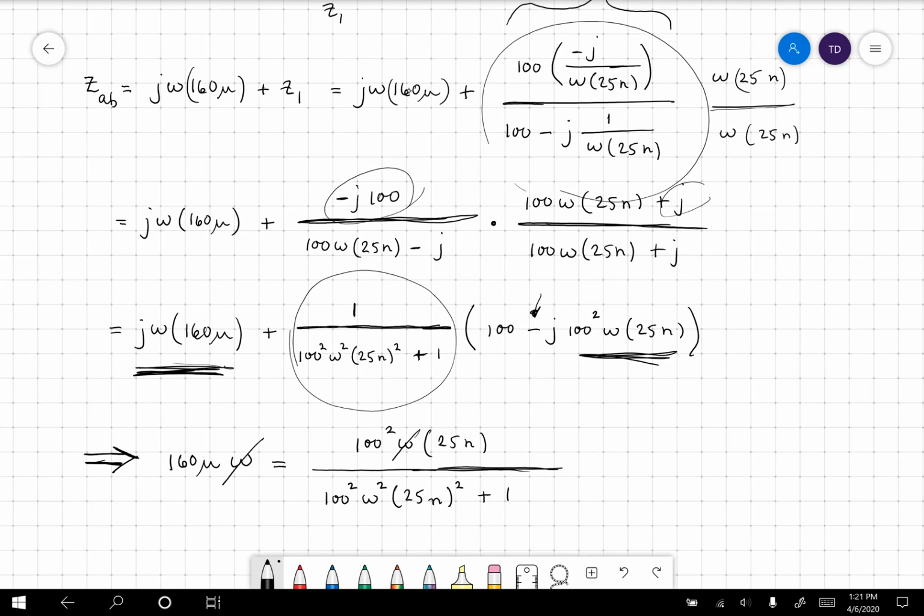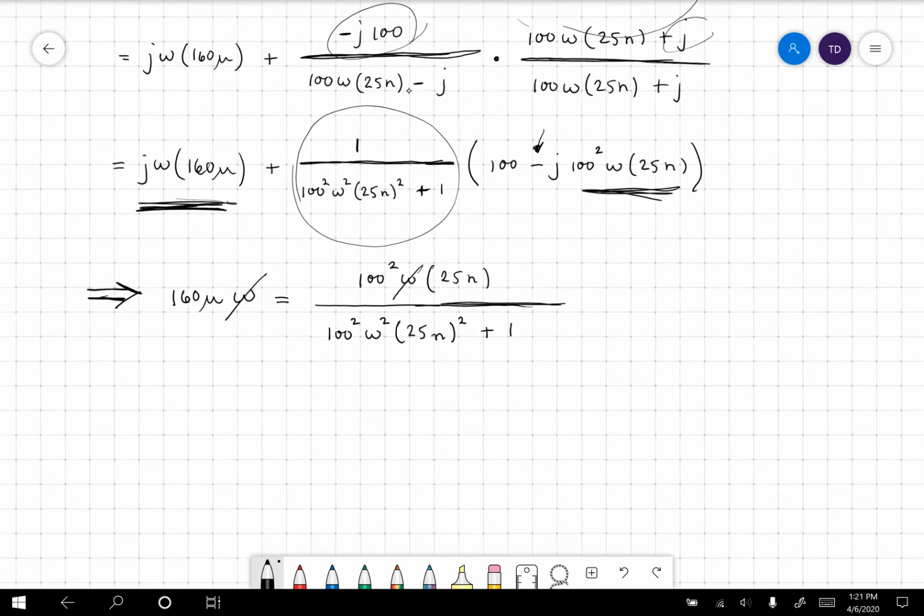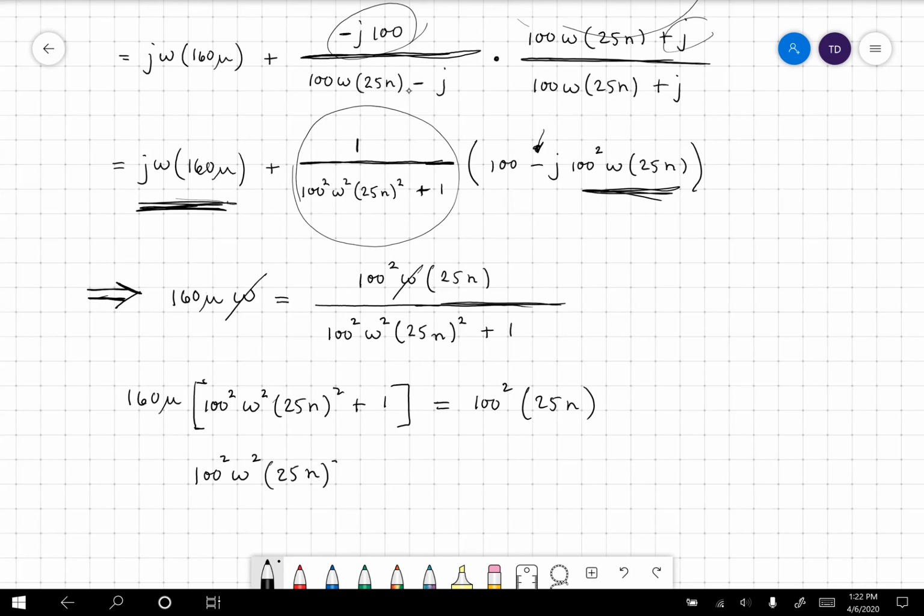Now look at this, omega, omega. So we're going to multiply by the denominator: 160 micro times 100 squared omega squared 25 nano squared plus 1 equals 100 squared times 25 nano. All right, here's what I'm going to do. I'm going to start solving for this. So I'm going to divide both sides by 160 micro. When I do that, I get 100 squared omega squared 25 nano squared plus 1 equals 100 squared 25 nano divided by 160 micro.